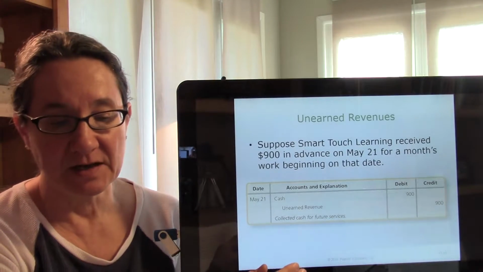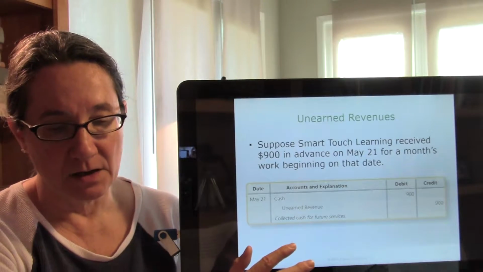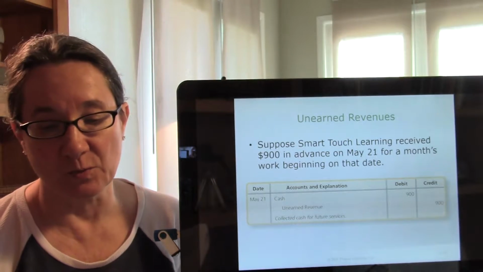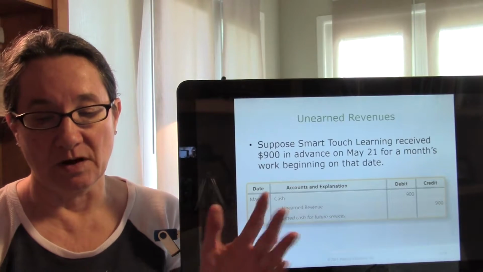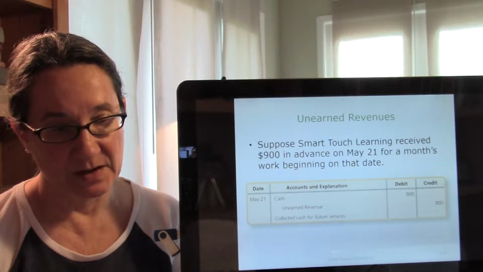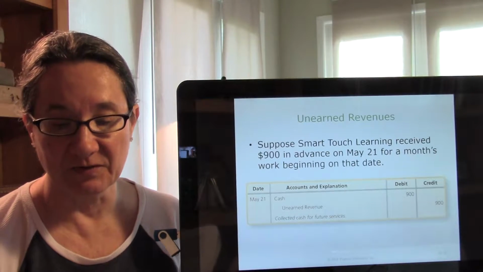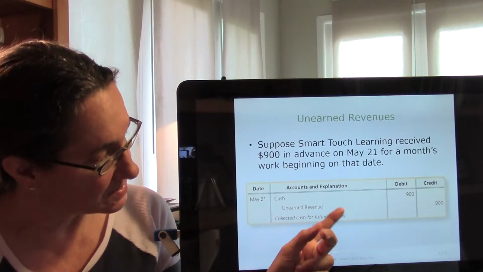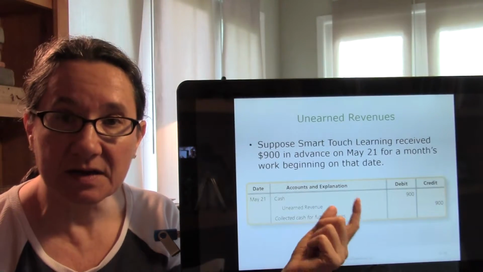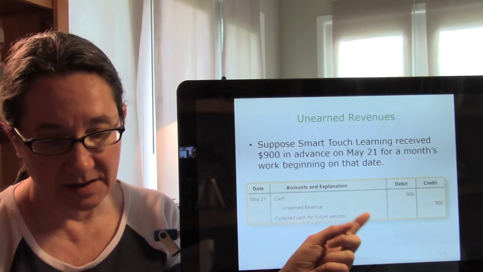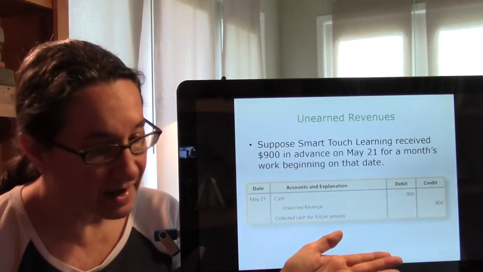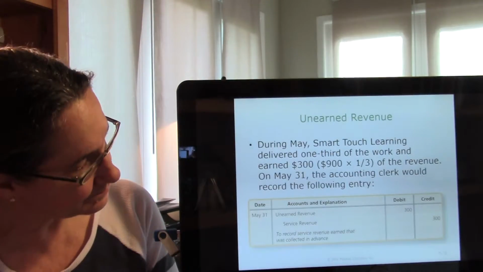So here's an example. Suppose Smart Touch Learning received $900 in advance on May 21 for a month's work beginning on that date. So on May 21, because it received the cash before earning the revenue, the company has a liability to perform work for the client. The liability is called unearned revenue. So here you go, cash came in, cash is an asset, increases with a debit. So we got cash, debit, 900, unearned revenue, credit, 900. So that is a liability and it's a current liability.